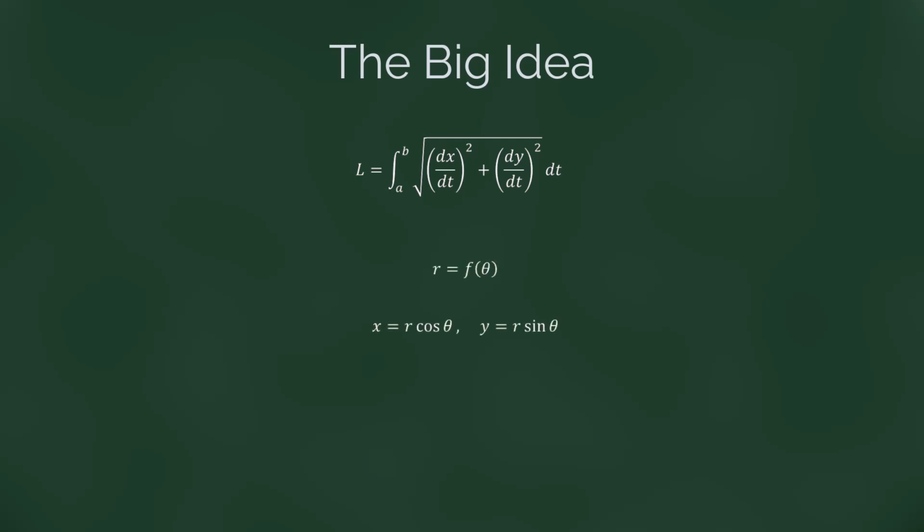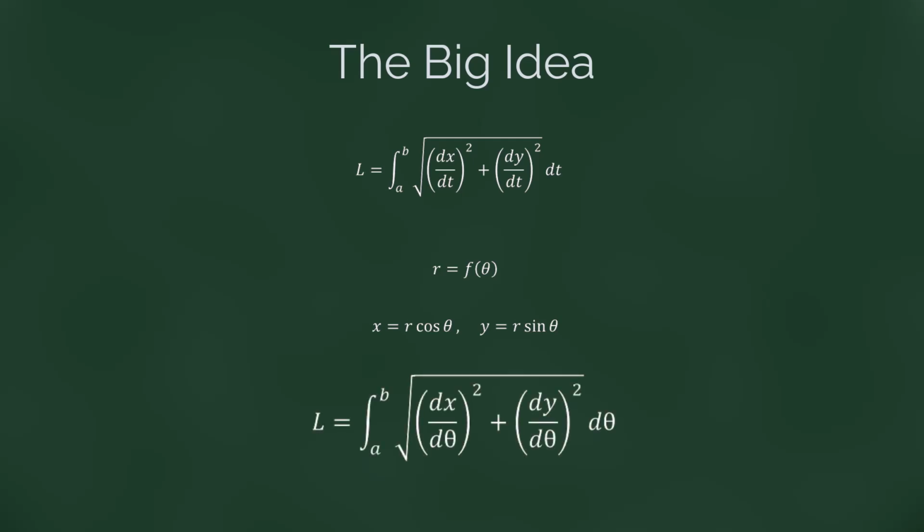Recall also for a polar curve r equals f of theta, we know that x is equal to r cosine theta and y is equal to r sine theta. This means that in this situation, we can treat theta like our parameter t. When we do that, we get a new formula for our arc length.